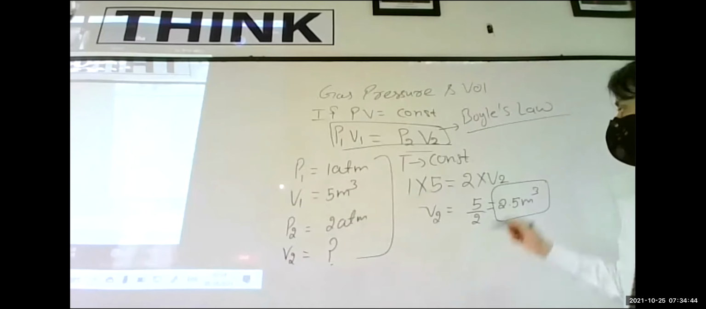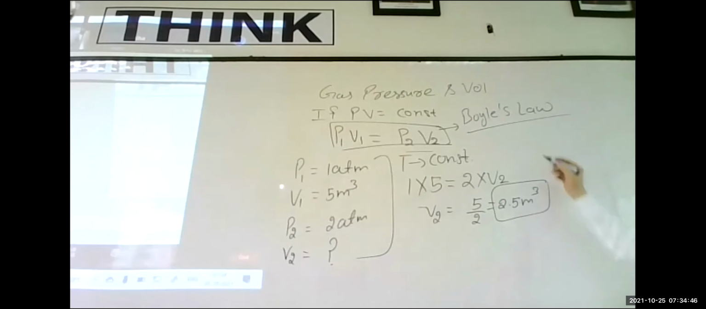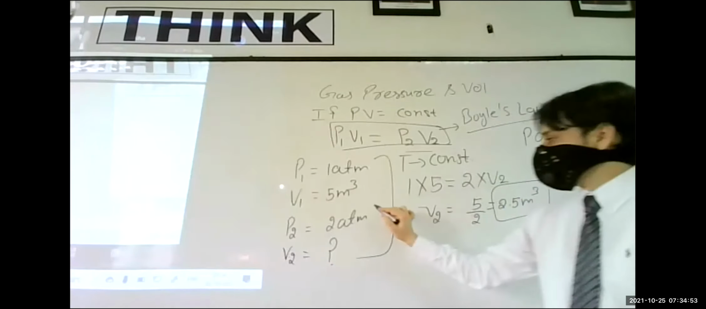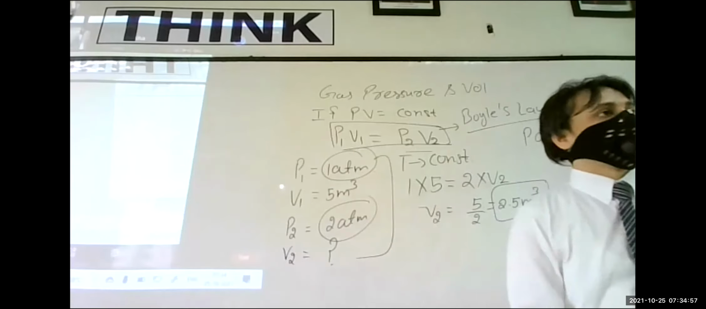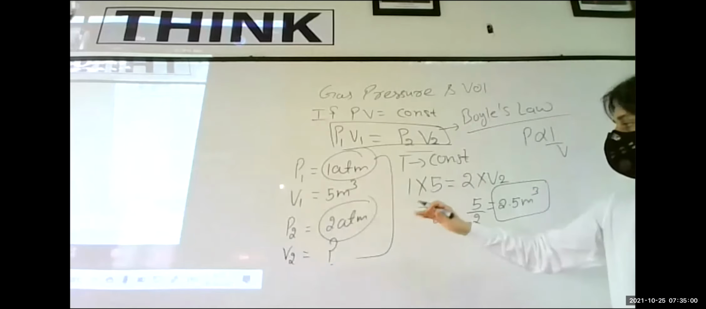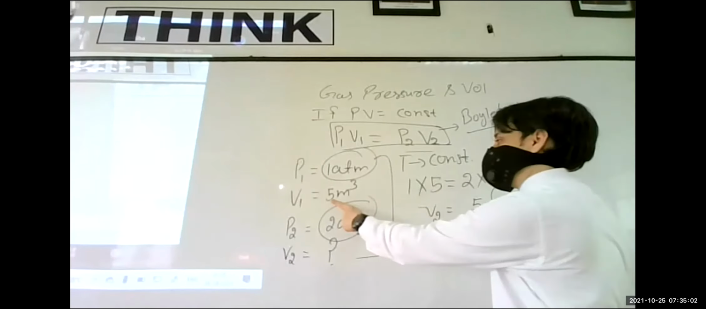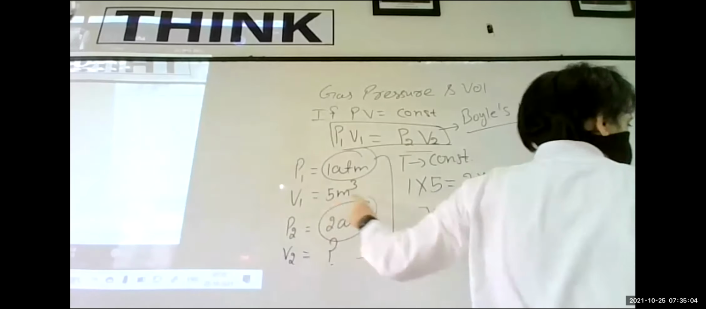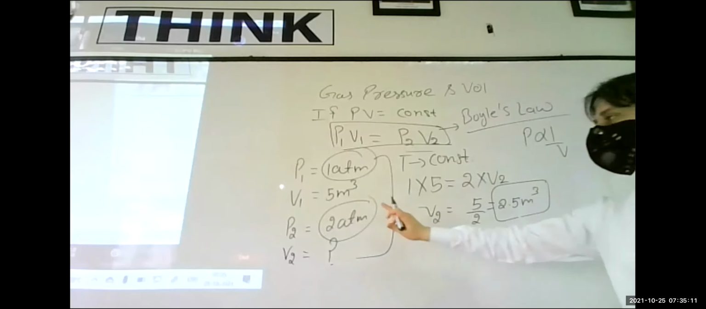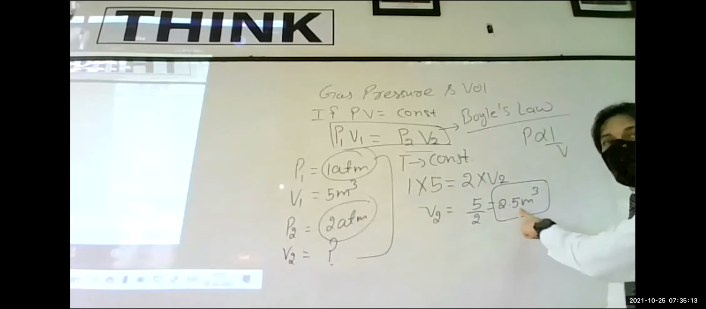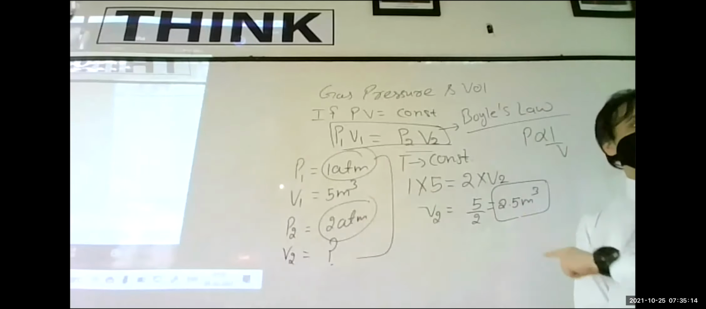Again, you can see, children, that this value which we got is based upon Boyle's law. When we increase the pressure, I have doubled the pressure. Here P1 is 1 atm, P2 is doubled. Pressure gets doubled, volume gets halved. The volume is 5, and you can see here the volume gets halved. Half of 5 is 2.5.